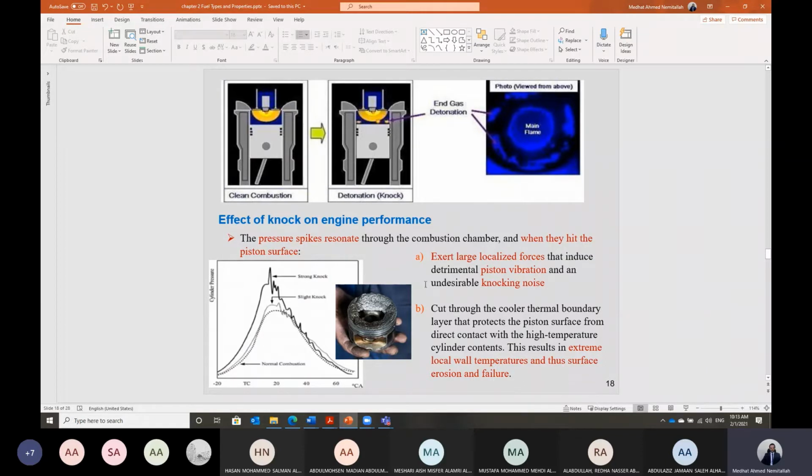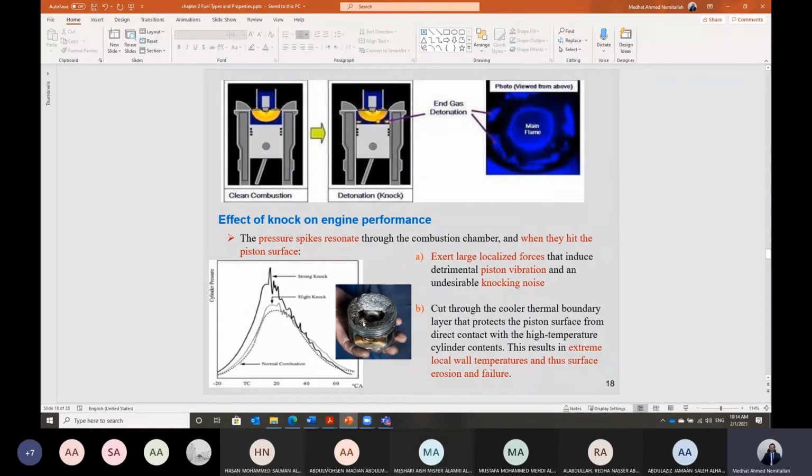But what else happens? In addition to this high pressure spike, which causes the piston vibration and the knocking noise, these spikes of high pressure hit the piston and penetrate inside the boundary layer. There is a boundary layer at the piston top surface. This boundary layer protects the piston against the high combustion temperature. So when we have those spikes, the pressure spike penetrates this boundary layer, and the piston surface is subjected to the high temperature. The high temperature causes excessive erosion, and it may cause engine failure.